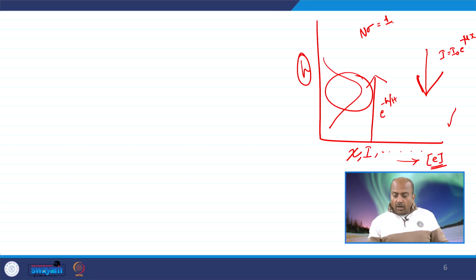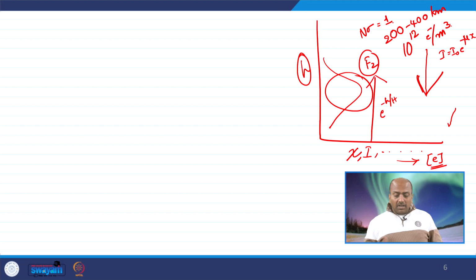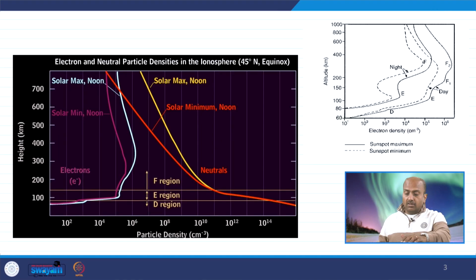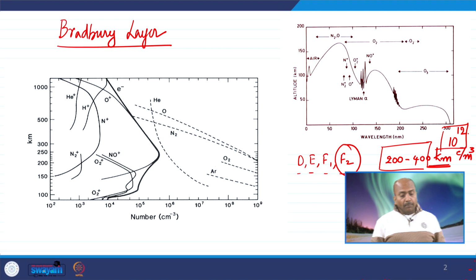Now, in order to understand this peak of the F2 layer, which is placed somewhere between 200 to 400, a very broad range of altitudes, and the typical density is 10 to the power of 12 electrons per unit volume in meter cube, that means that somewhere at very large altitudes you are hitting complete ionization or the highest form of ionization. Right. Now, you go back to the neutral density variation with respect to height. You know very well that 99.9% of the atmosphere exists below the first 50 kilometers of altitude.